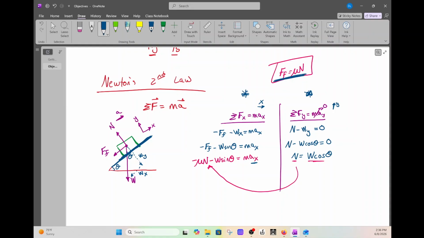And just to remember, if you have a liquid between your two surfaces, that creates a different friction force, and you need to account for that.